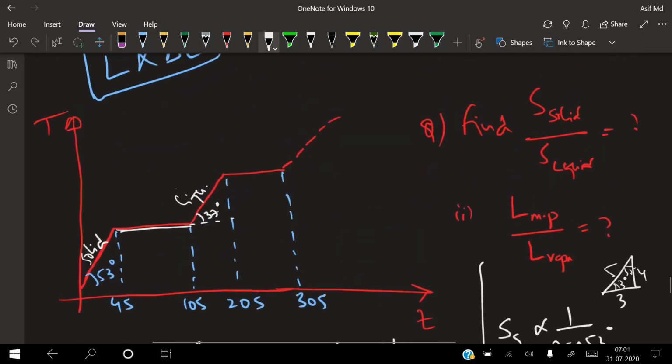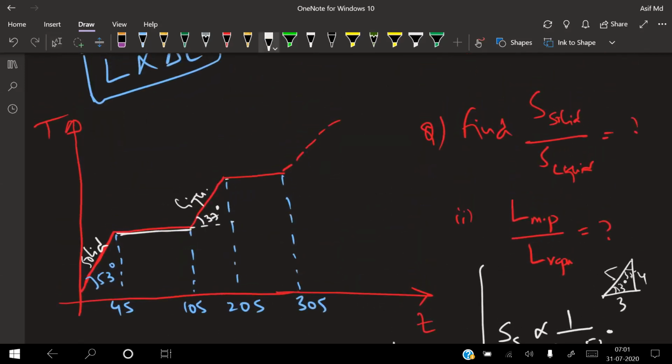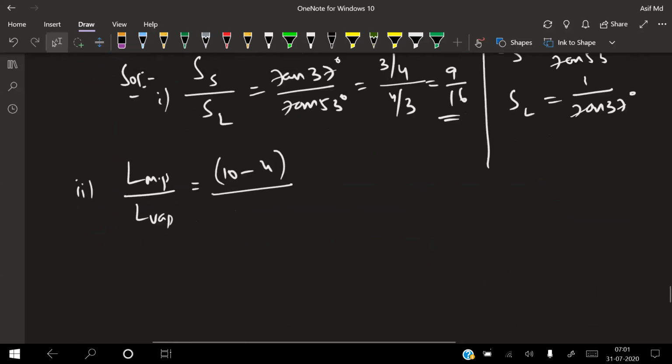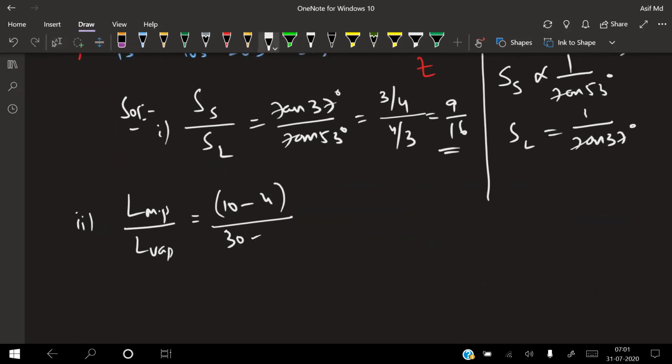So that will be equal to 10 minus 4 divided by the latent heat of vapor. You see right now, latent heat of vapor is nothing but this one, 30 minus 20. So this will be 30 minus 20. That means this is 6 by 10, which will become 3 by 5. Got it? Yes, sir. Okay, so I hope you are getting these questions. You can do it right now.